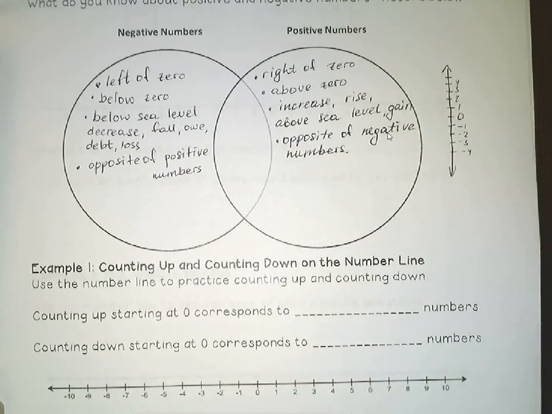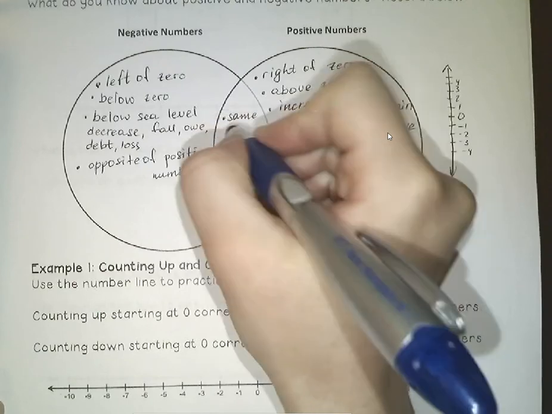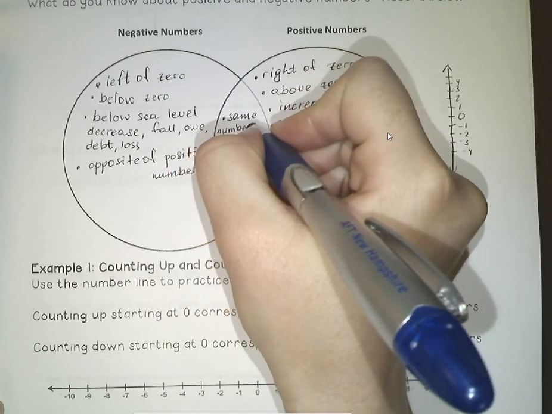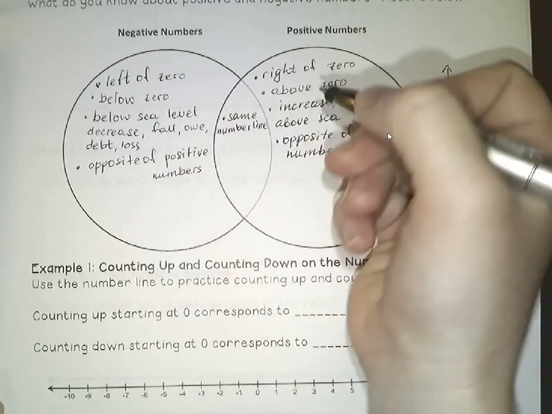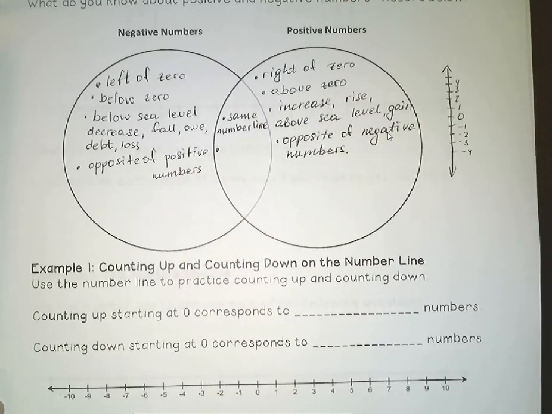So then what is the same about positive and negative numbers? Well, the number line. They're all on the same number line, right? So, same number line. And there is one more that we will add just a little bit later on. Okay, so let's talk about how we use counting up and down on the number line. Use the number line to practice counting up and counting down.